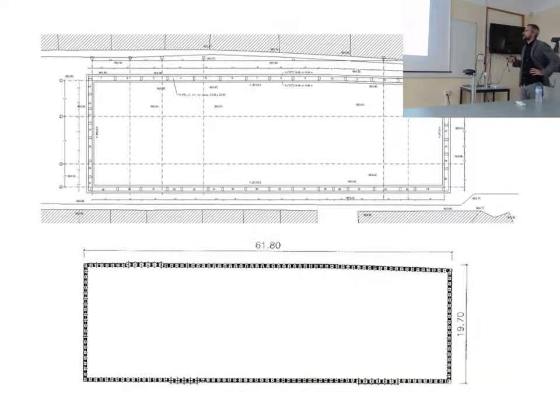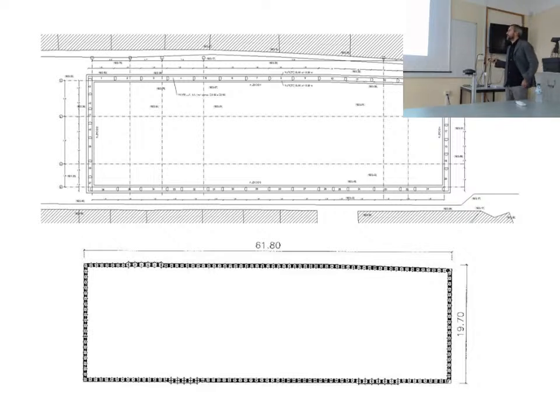So this is more or less the plot we had, and these are the existing buildings here. So it's more or less 20 by 60. And of course, we have to design a diaphragm wall to make the excavation possible. But then we have to solve all these different uses, thinking, of course, of the architectural program, the spaces that have to be there.